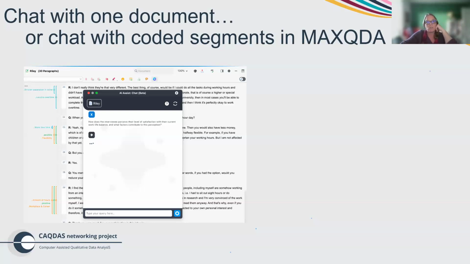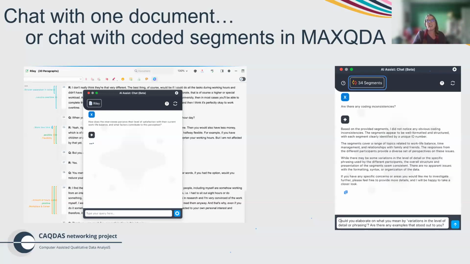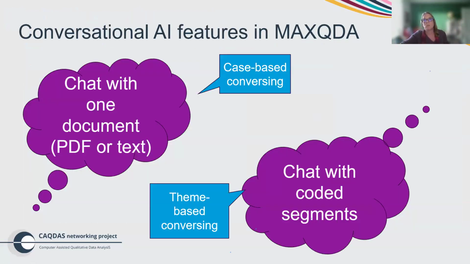And therefore, MaxQDA have put some restrictions on how much data you can upload in one go in order to try to ensure that the responses you get are most useful. But the key analytic difference in MaxQDA is, as well as chatting with an individual document, you can chat with coded segments. So here I'm chatting with segments related to one code across multiple transcripts. And so what that basically means is that in MaxQDA, you have a difference between what they call case, or what I think of as case-based conversing, one document at a time, if you think about a document as a case, and theme-based conversing if you're chatting with coded segments.